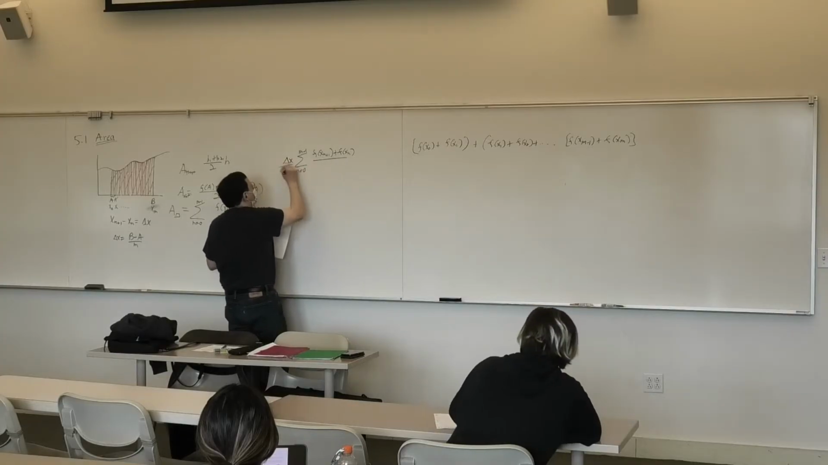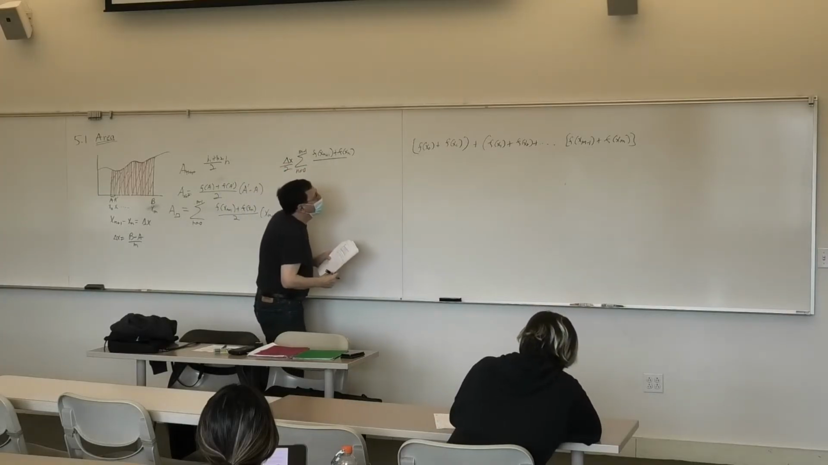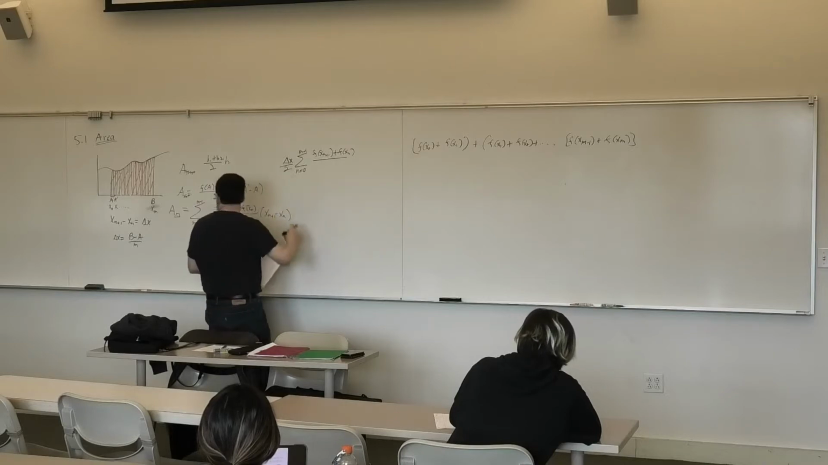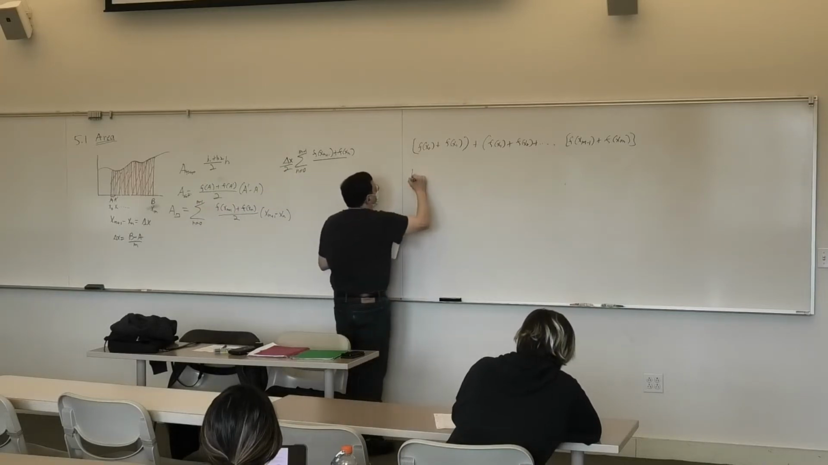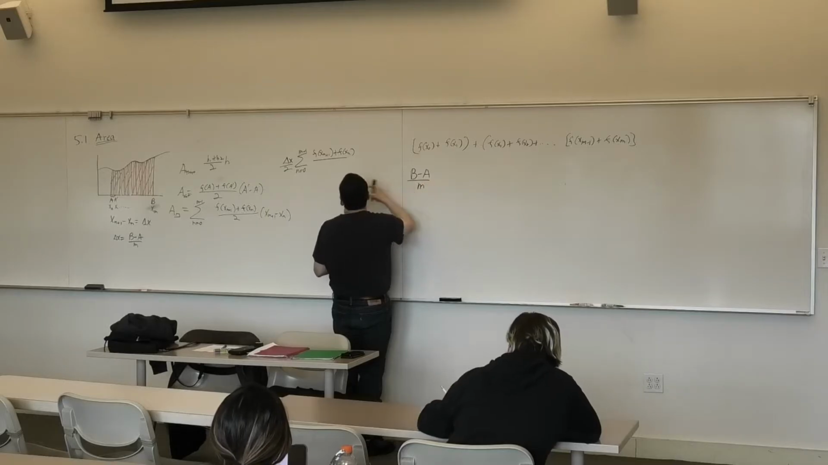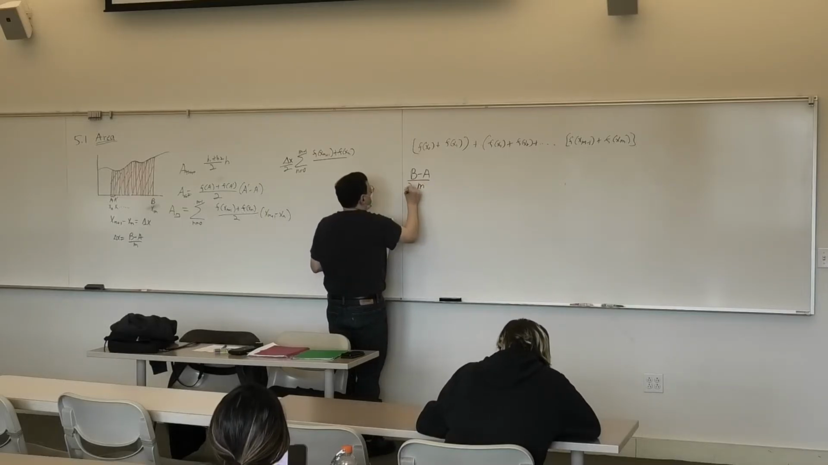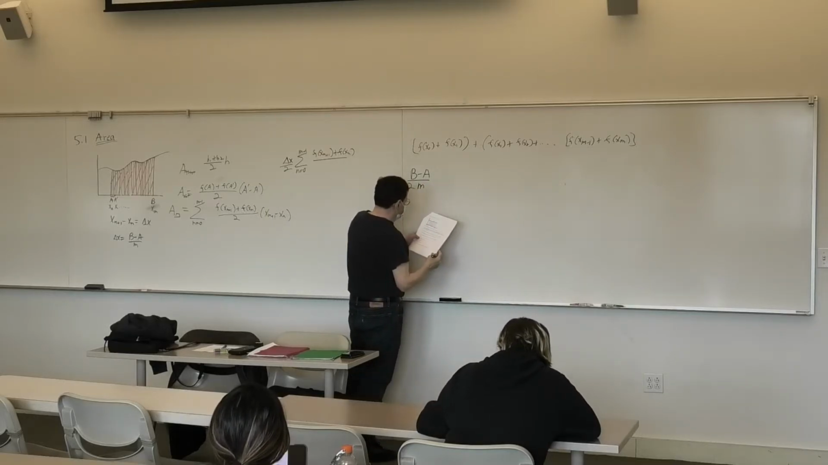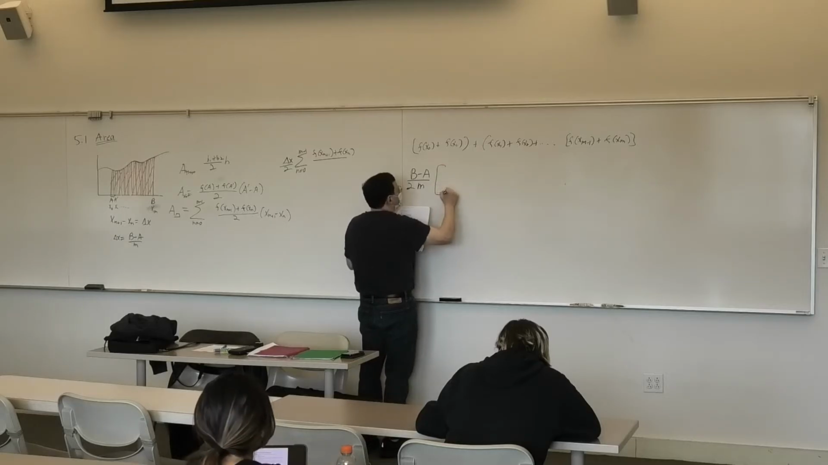And move the 2 out. So what did we decide? Delta x is b minus a over m, but we've got a 2 here, so 2m times this sum here.